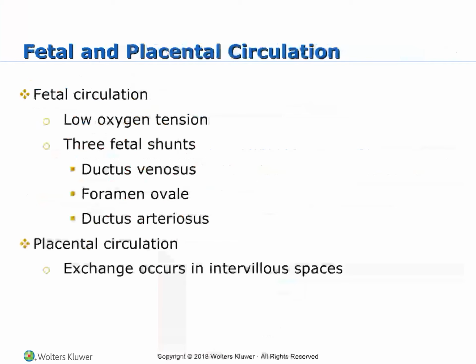In placental circulation, all that exchange occurs in those intervillous spaces that we talked about when I showed you the picture of the placenta. Some things to think about: sometimes these shunts don't close when the baby is born, usually in premature babies. Eventually they usually outgrow it, but if not, they would have to have some type of intervention to close those up because we don't want them open.